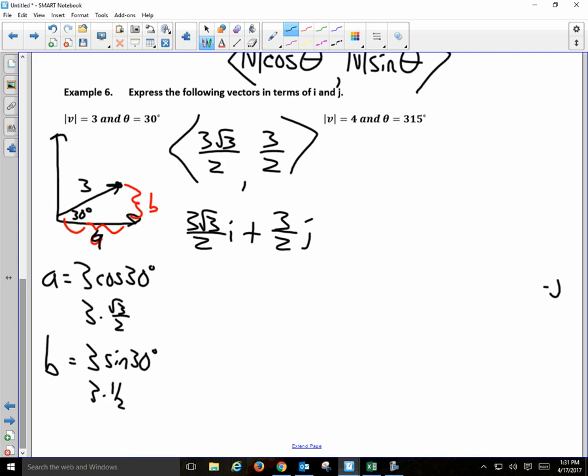All right. So what I would like you to do is please do this one on your own. Please do the next one on your own. Come up with component form, and after you come up with component form, put it in ij form.